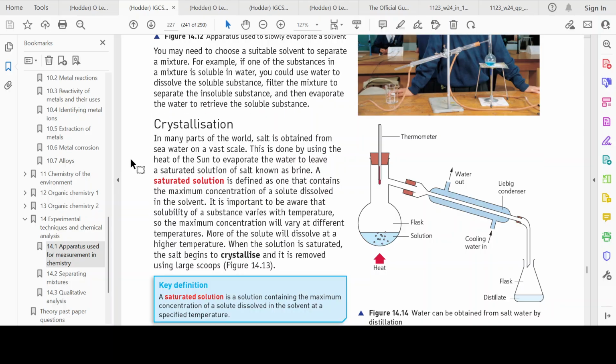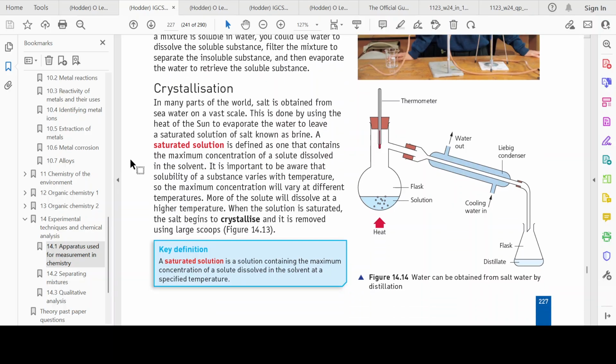Then there's crystallization. In many parts of the world, salt is obtained from seawater on a vast scale. This is done by using the heat of the sun to evaporate the water to leave a saturated solution of salt known as brine. A saturated solution is defined as one that contains the maximum concentration of a solute dissolved in the solvent.